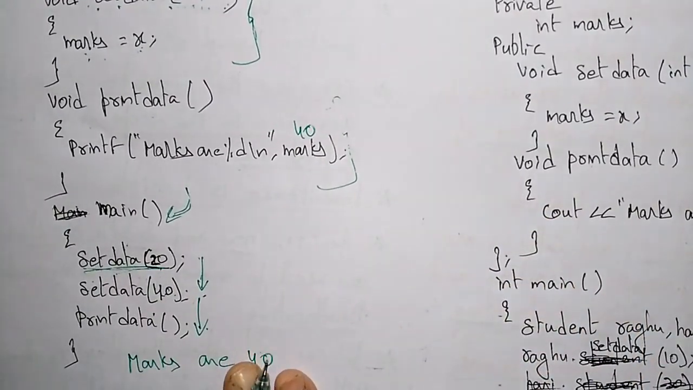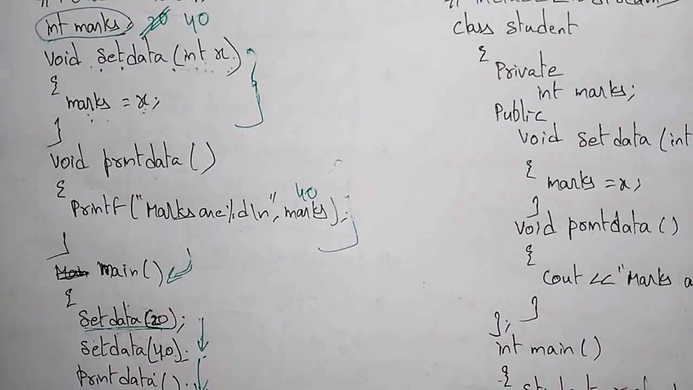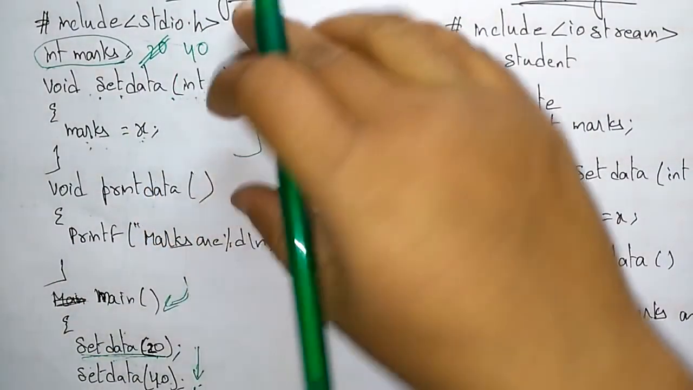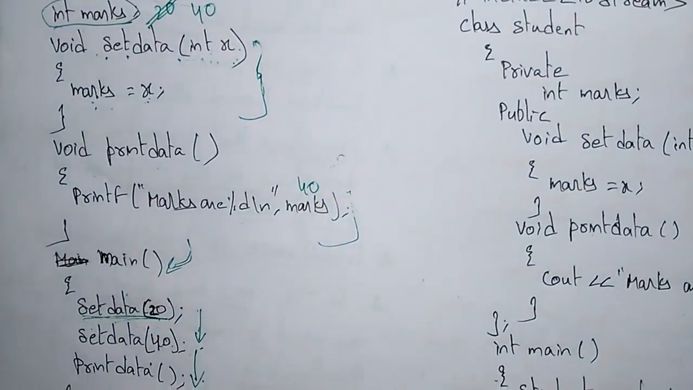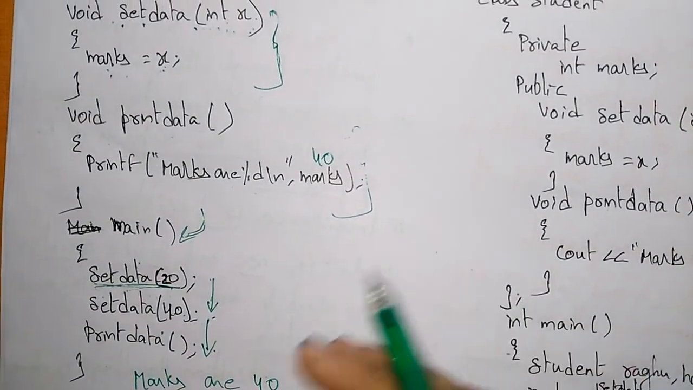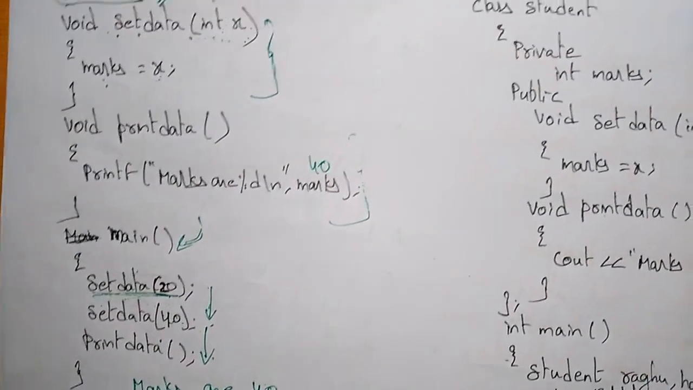So this is a main drawback in the C program. If you want to print multiple values, if you declare the variable globally, it won't print those values. Only the latest, whatever the modified value, that will be printed in the C.